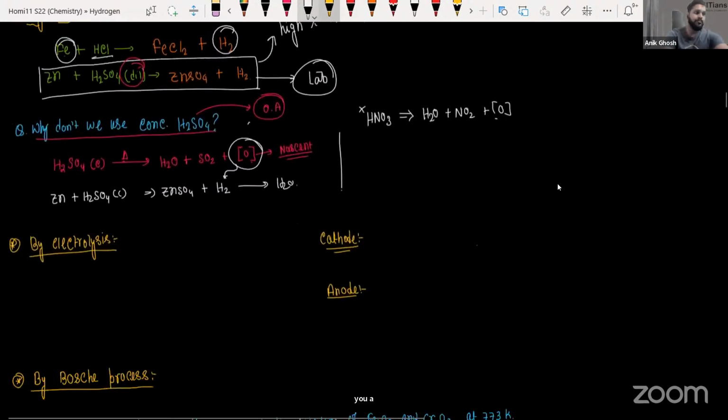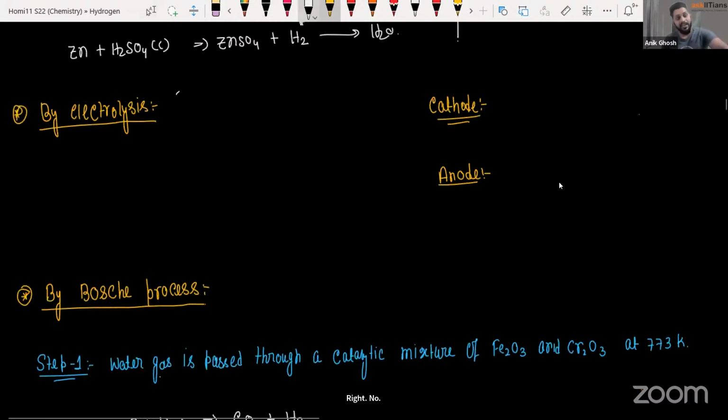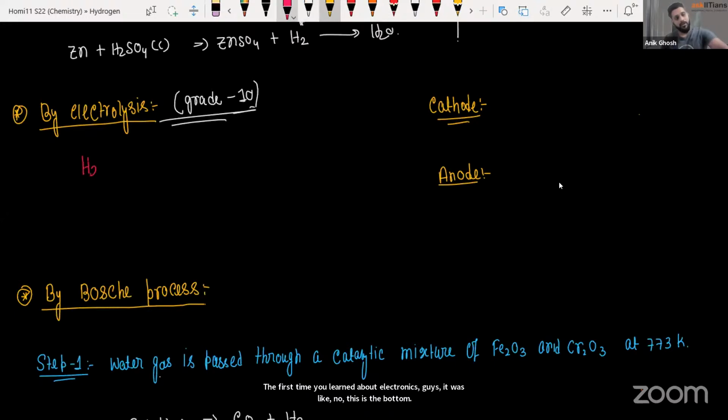Right now, electrolysis. Through electrolysis, how do we form hydrogen? Again, guys, this was there in grade 10. Remember, in grade 10, you learned electrolysis of water, right? The first time you learned about electrolysis, it was electrolysis of water. When you take water, you have to add a little bit of acid, because water is a covalent species. It doesn't break easily. That's why we add a little bit of acid, a few drops of H2SO4. Remember learning this in grade 10.